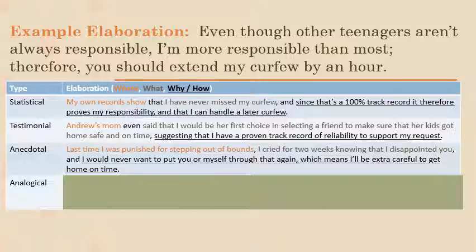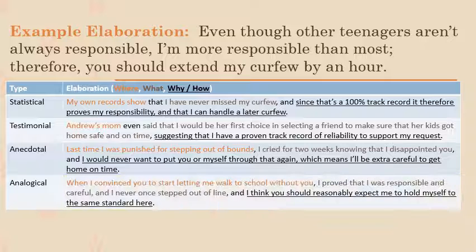Finally, analogical evidence. So a similar situation might look something like this. When I convinced you to start letting me walk to school without you, I proved that I was responsible and careful, and I never once stepped out of line. And I think you should reasonably expect me to hold myself to the same standard here.